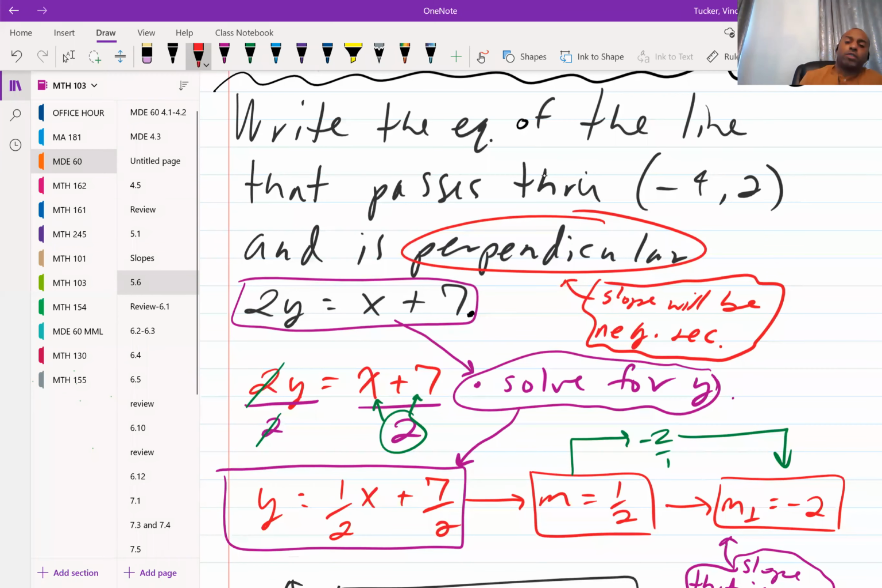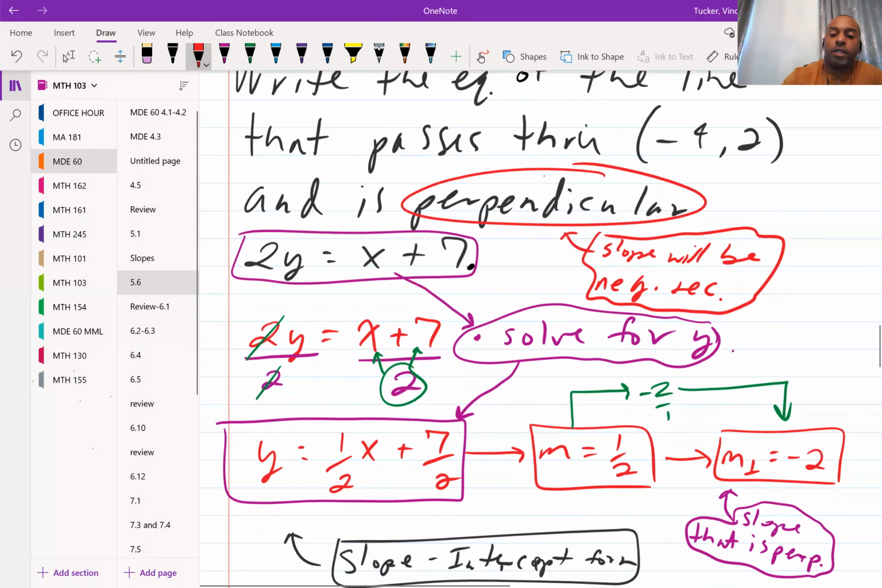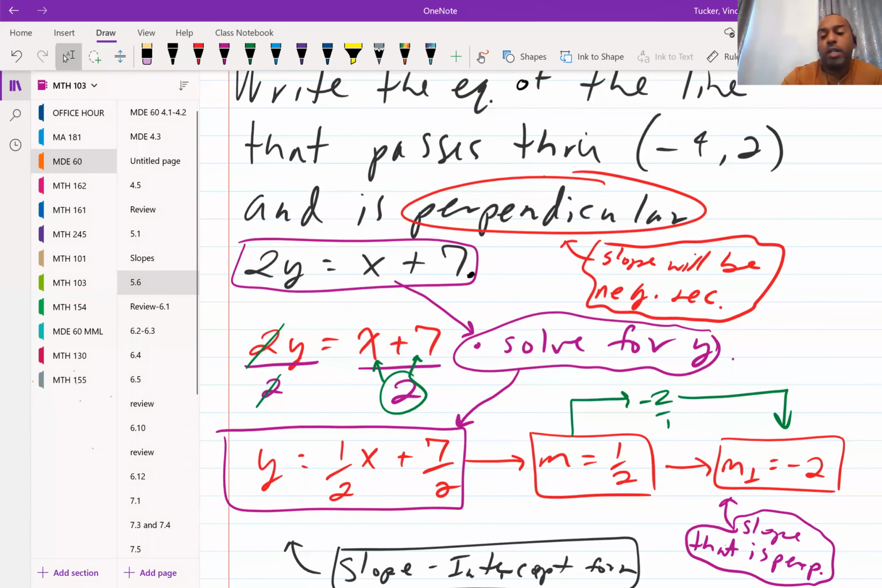If you're just picking out the slope, it is 1/2. But remember, I need a line that's perpendicular to it. So the slope is going to be the negative reciprocal. You're going to flip it and use the opposite sign. So that's why you flip 1/2, which is 2/1, and then make it negative. So it's -2 as our slope that we're going to use.